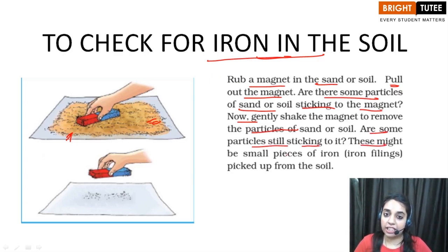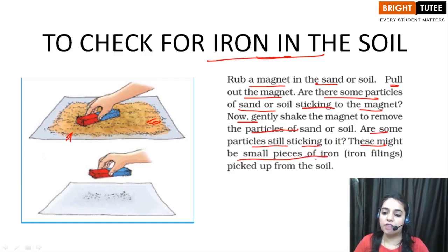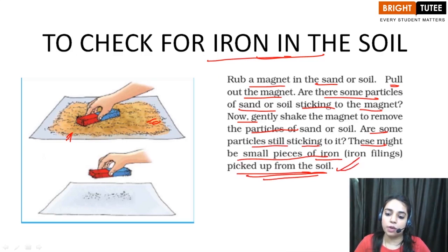These particles which are still sticking to your magnet, children, these are the small pieces of iron or maybe iron fillings which you have picked up from the soil. They have magnetic properties. Okay children, so in this way you can find out the iron objects anywhere.